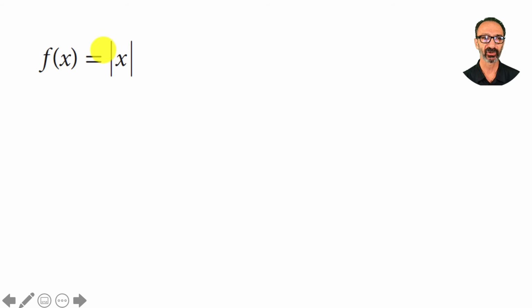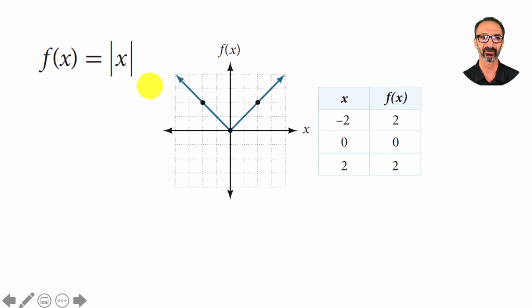This with vertical lines to the right and left of x, we call the absolute value function. The absolute value says if you have a negative, you change it to positive. Sometimes we define it as distance away from 0, and distance is never negative. So the outputs for this function are always non-negative. If you put 0, you get 0. If you put 2, of course it's 2. But if the input is negative 2, the output won't be down here, it will flip back to positive 2. This is called the absolute value function.